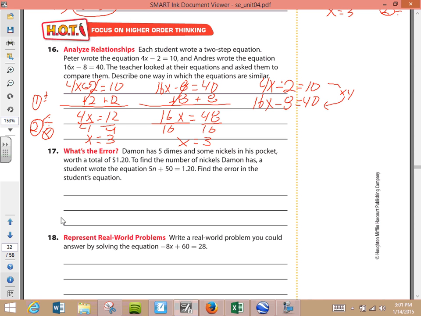All right, the next one. Damon has 5 dimes and some nickels in his pocket, worth a total of $1.20. To find the number of nickels Damon has, a student wrote the equation 5n plus 50 equals 120. Find the error in the student's work. What did he do wrong? Look at it. What's wrong with that equation? What number represents dimes in the equation?